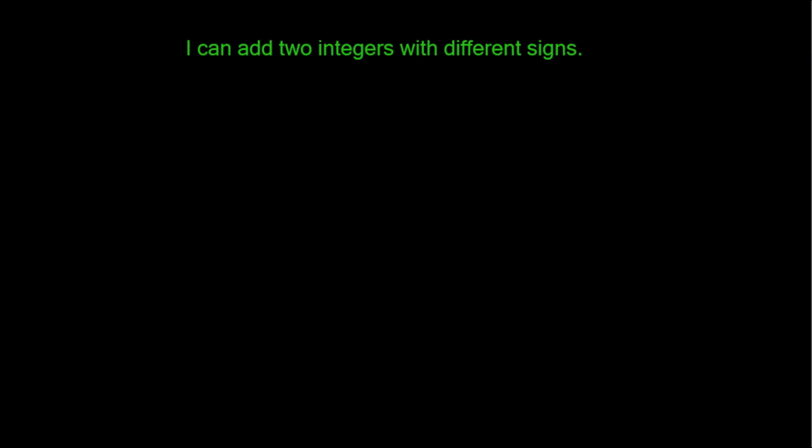Hello, math students. I hope by the end of this video you can say, I can add two integers with different signs. So, if we're given two integers with different signs and we're adding them together. So, for example, we have -3 plus +7.